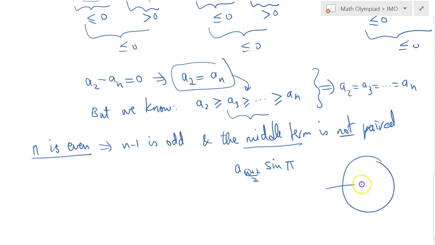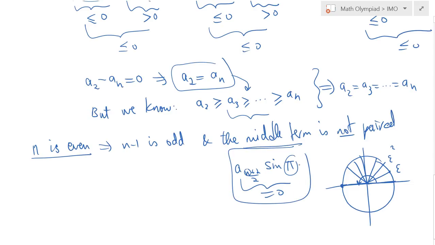So you have the unit circle and you have an even number, so therefore this is the first root of unity, epsilon, and then you have epsilon squared and so on. The middle one would be right here, right? Does that make sense? So it will have an angle of pi. But sine pi is just 0, so the middle term will be 0 as well.